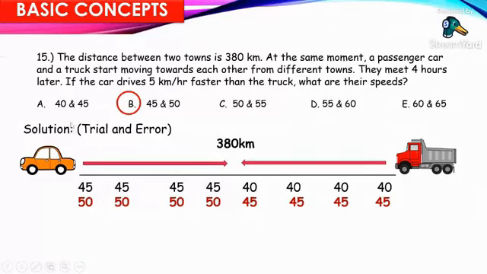And that is for option B. That is 50, 50, 50, 50, and 45, 45, 45, 45 for the truck. So that is 50 plus 50 plus 50 plus 50 is 200. Then 45 plus 45 plus 45 plus 45 is 180. So 200 plus 180 is 380 kilometers. So the correct answer po is letter B.